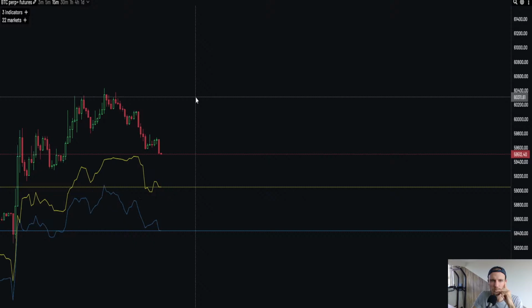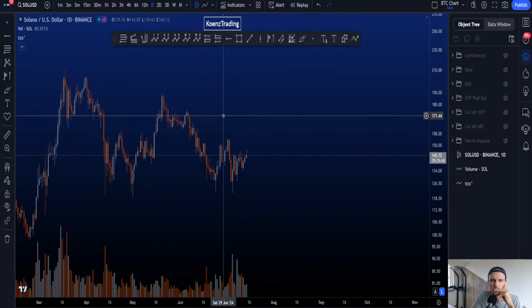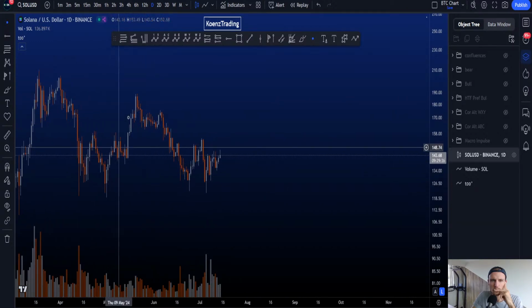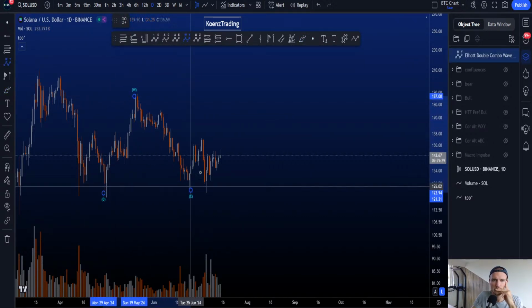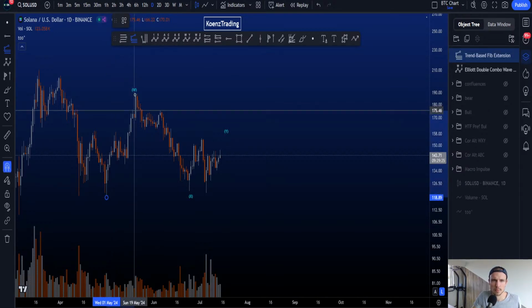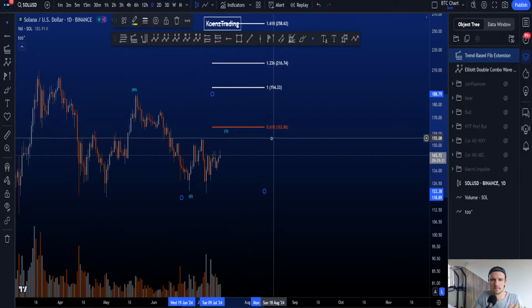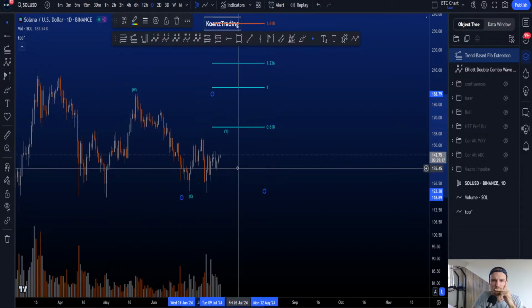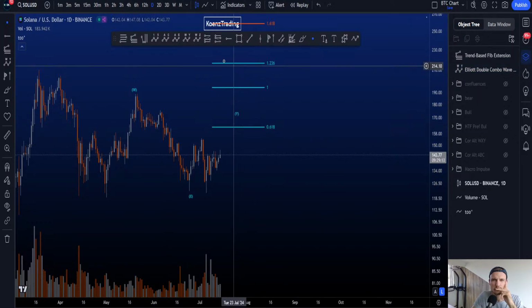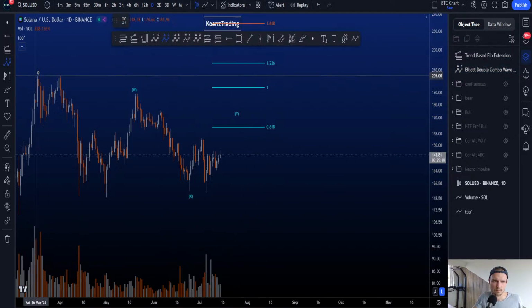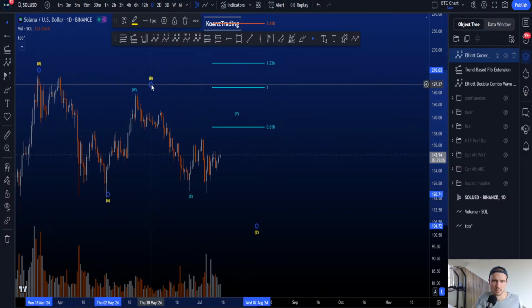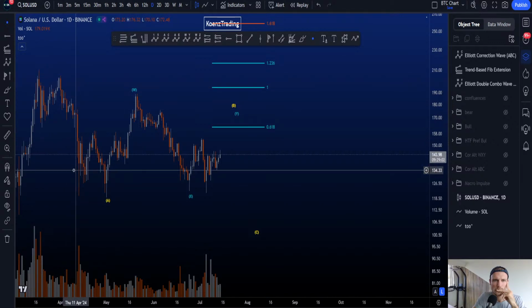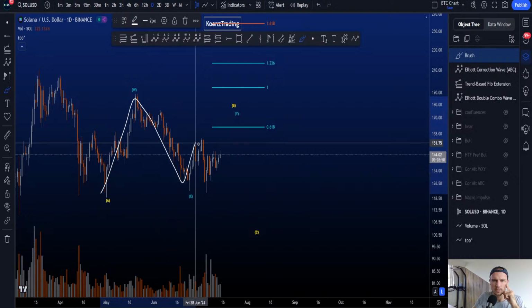How's Bitcoin doing, by the way? Okay. Bearish scenario. Zigzag, zigzag, a flat in Y.